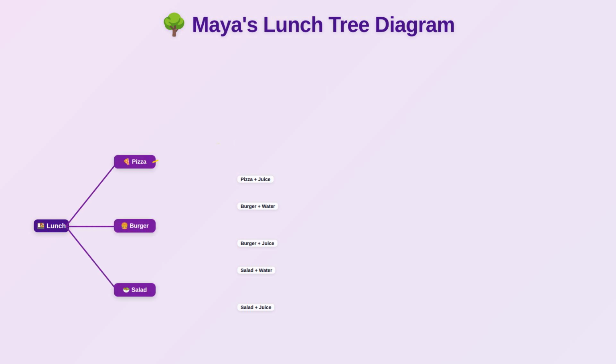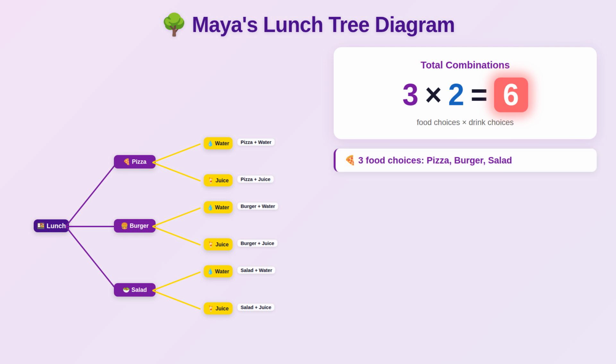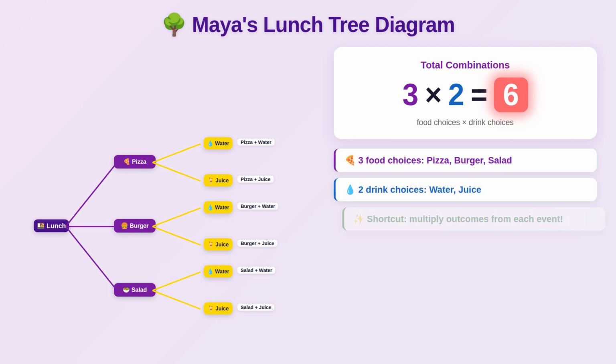Maya has 3 food choices: pizza, burger, or salad. And she has 2 drink choices: water or juice. So we draw 3 branches for the food, and then from each food branch, we draw 2 more branches for the drinks. That gives us 3 times 2, which equals 6 total possible lunch combinations. Here's a great shortcut. Just multiply the number of outcomes from each event.